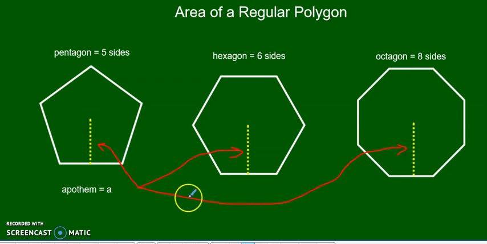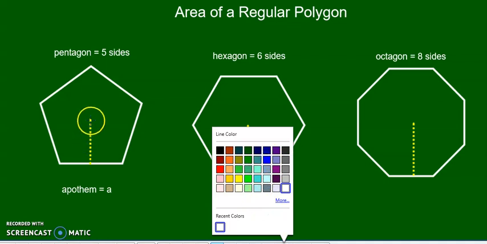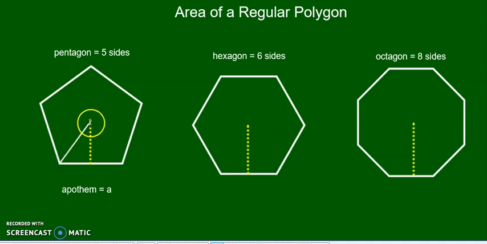Now, how can we use that to find the area of the regular polygon? Well, we have to imagine that there are triangles inside each one of these shapes. So let's pretend that we have a triangle like this, like that, and like that. How do we find the area of this triangle? We use the formula for the area of a triangle, which is base times height divided by 2. If we know this measurement, and we know the apothem, which is like the height of the triangle, we can find the area of one of these triangles.